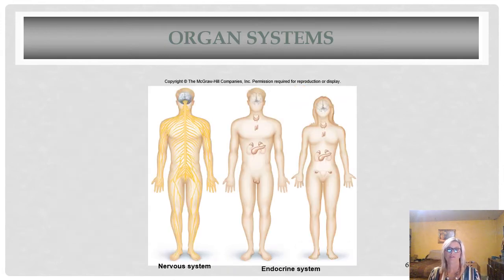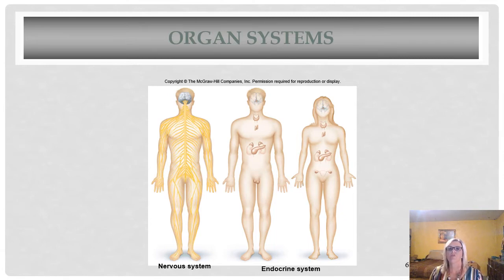Next, we have the nervous system, which is going to entail the brain, the spinal cord, nerves, and sense organs. Its function is to receive, interpret, and send information. It's kind of like the control center.